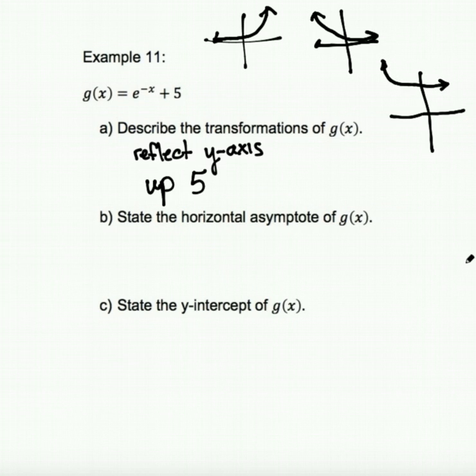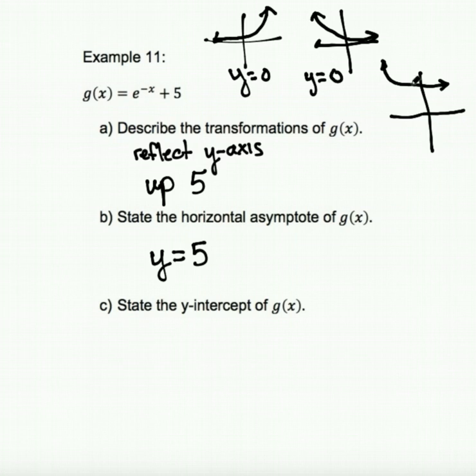So let's think about what's happening to the horizontal asymptote. Originally, we know the horizontal asymptote was y equals 0. When I do a reflection across the y-axis, the horizontal asymptote doesn't change. It's still y equals 0. Then when I shift the graph up 5 units, I have changed the horizontal asymptote to y equals 5.